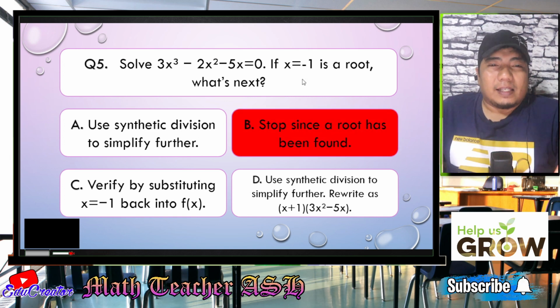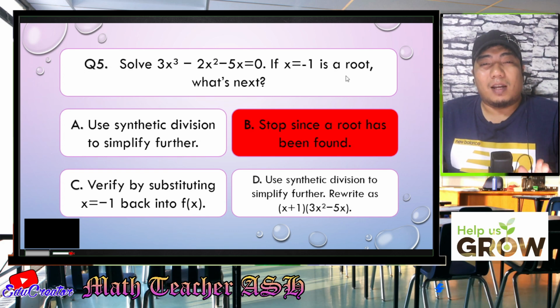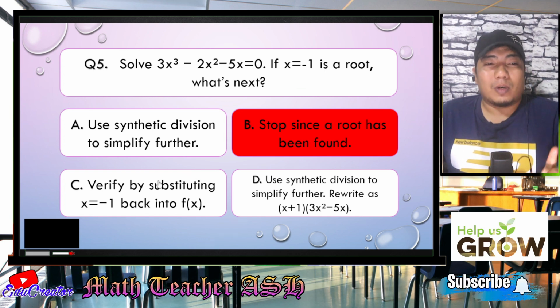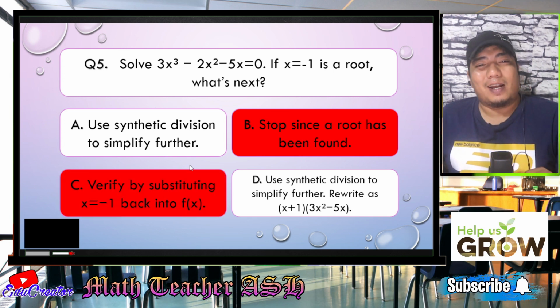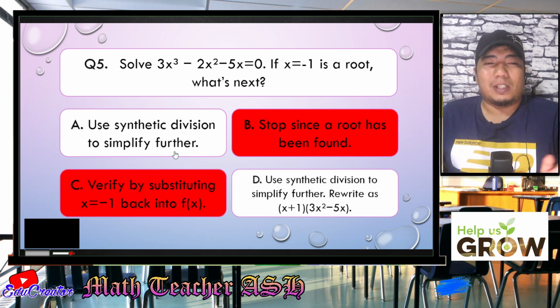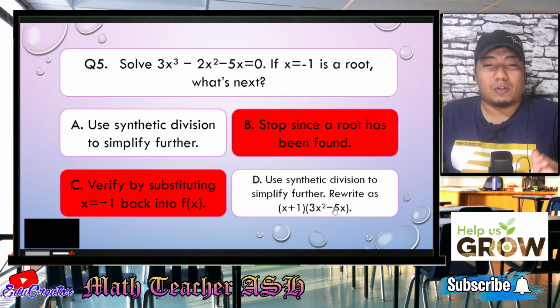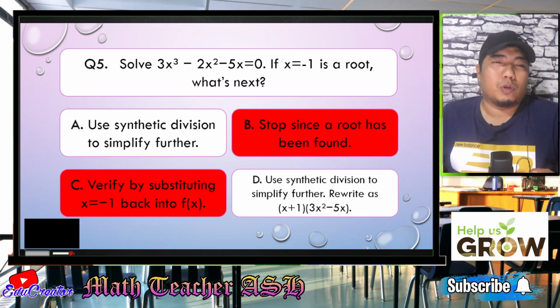Okay. Now, since you already got this statement, x is equal to -1 is a root, you don't need to verify that. So, you cannot do letter C and go back to your original because you are trying to solve. Alright, so we only have these two: use synthetic division to simplify further, and use synthetic division to simplify further and rewrite it. So there is a continuation about this. Alright, so let's consider these two choices, my dear math learners.